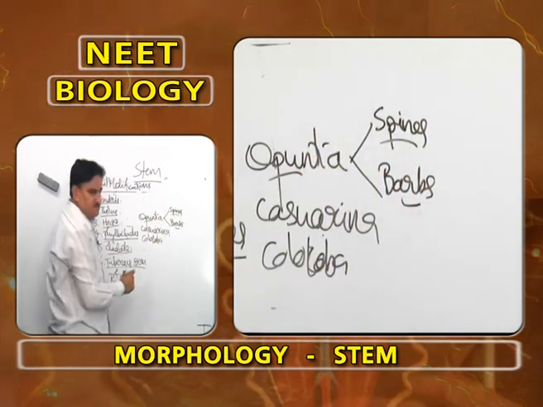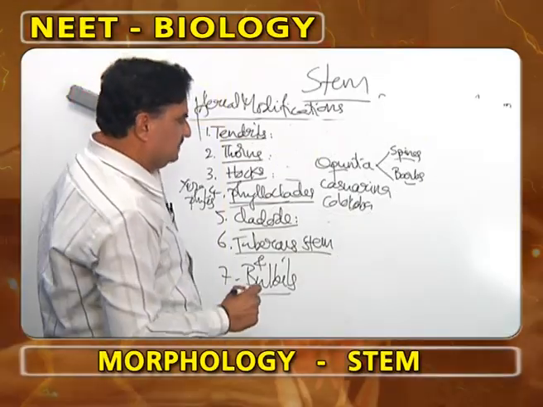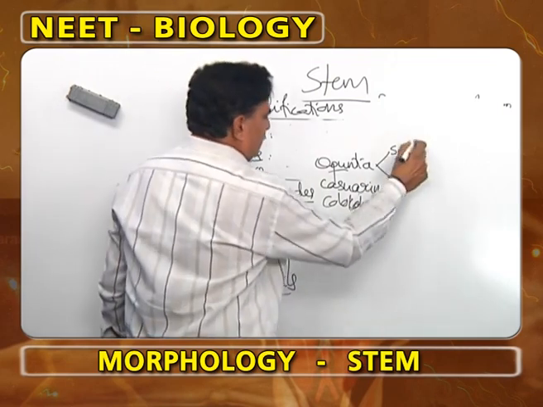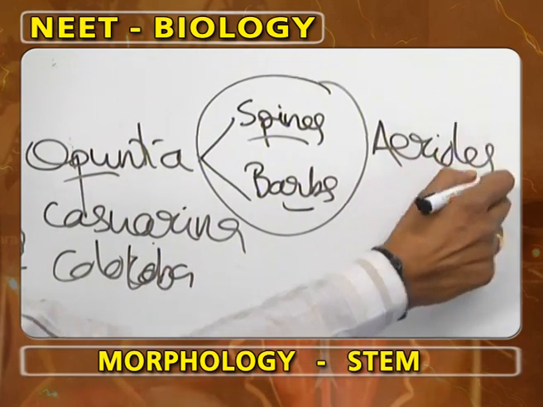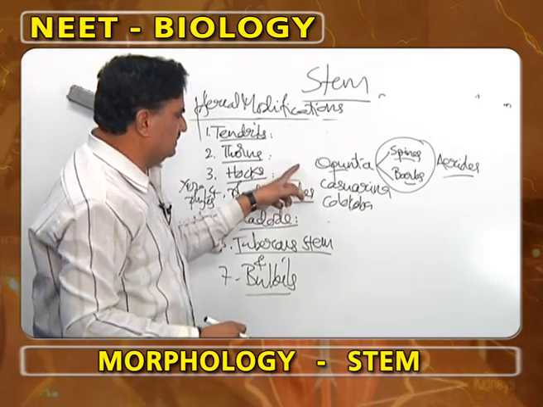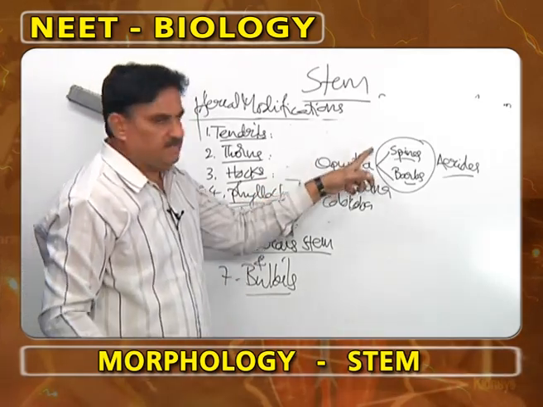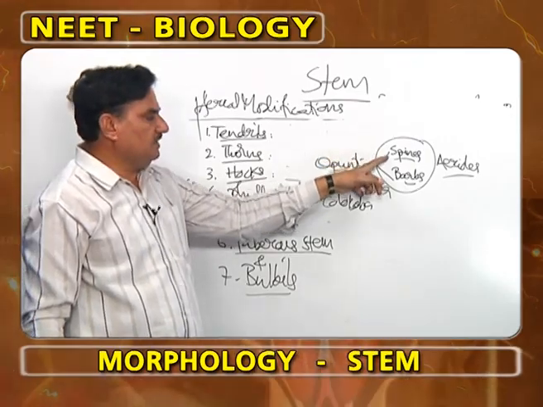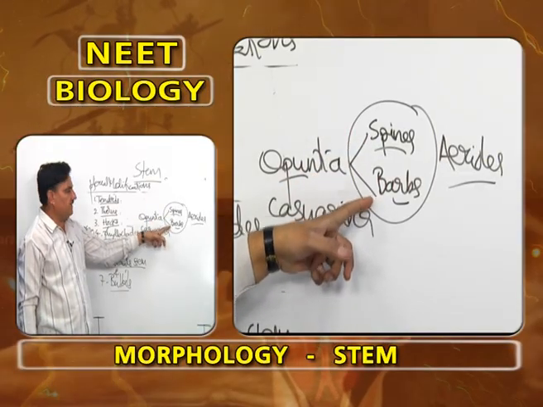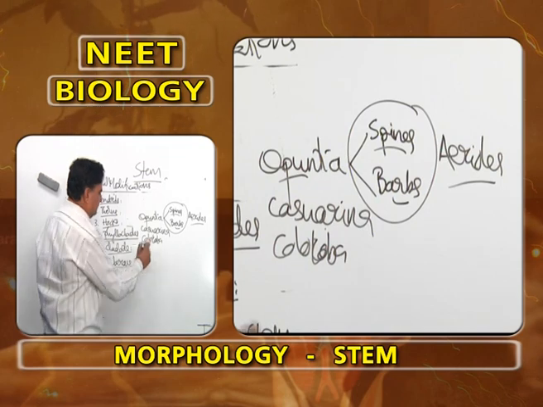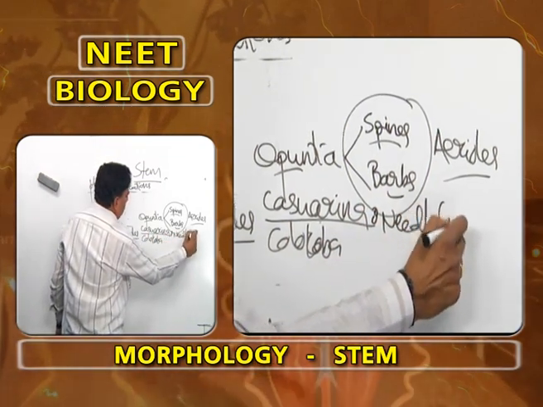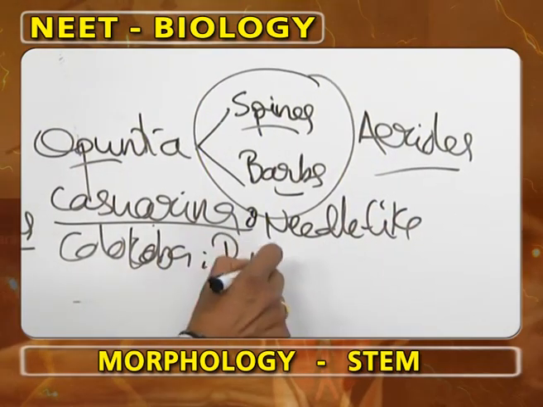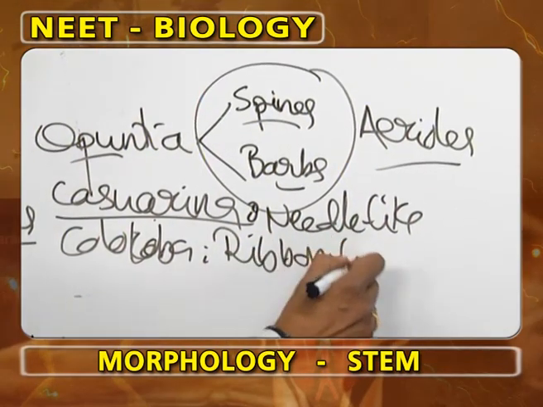Spines are pointed structures providing protection. Barbs are smooth hair-like structures. Both these combined are called areoles. So, areoles are found in Opuntia. What is an areole? All the leaves of an axillary bud, some become pointed spines, some become smooth barbs. Both are combinedly called areoles. A needle-like phylloclade is found in Casuarina. A ribbon-like phylloclade is found in Coccoloba.